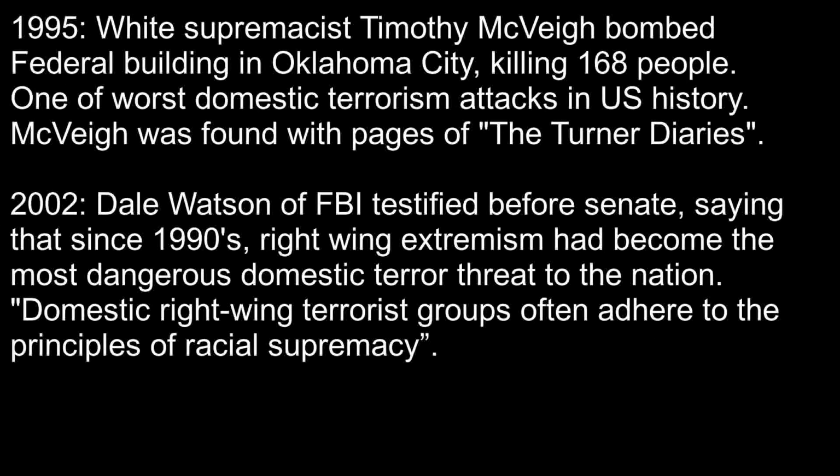In 1995, white supremacist Timothy McVeigh blew up the federal building in Oklahoma City, killing 168 people. It still is one of the worst domestic terror attacks in U.S. history. He was found with pages of the Turner Diaries after his attack.